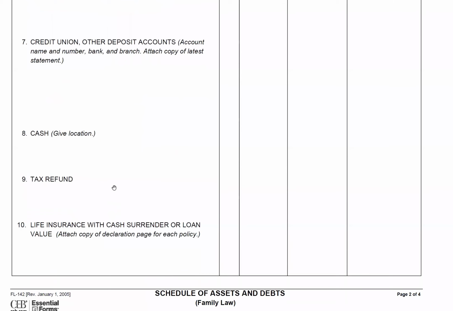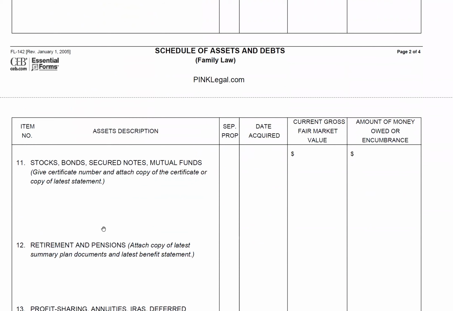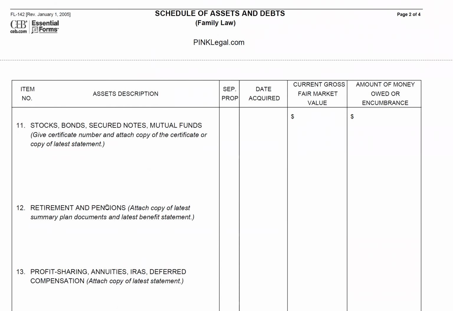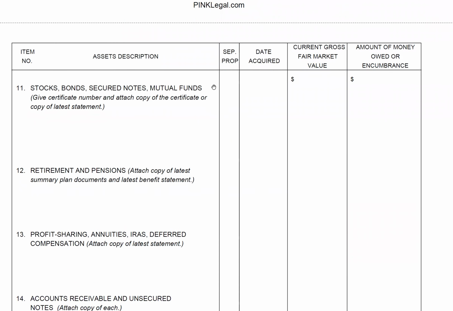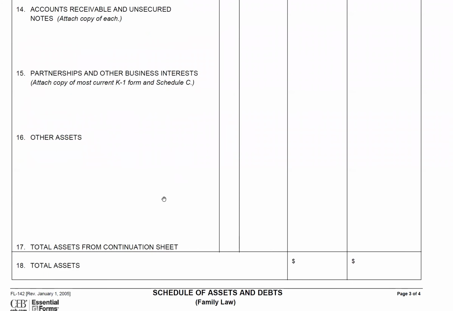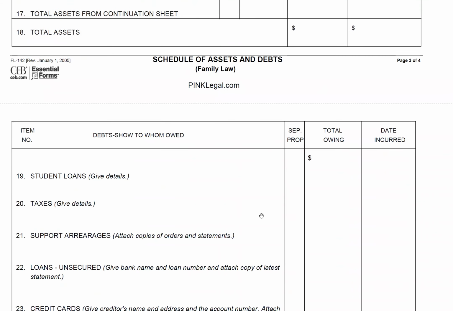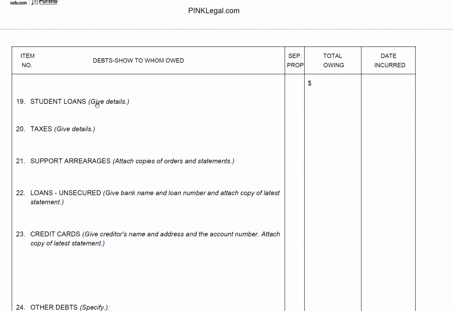If you have any cash, if you're getting a tax refund, life insurance with cash value, stocks, bonds, put certificate numbers, stuff like that, as much as you can. Retirement pension plans, again, separate property, P or an R if you feel that the retirement or the pension is separate property, if it was acquired before or after the marriage. Partnerships, business interests, and again, any other assets that weren't mentioned in one of the categories above. You can total those down at the bottom and then jump on to the next section, debts.